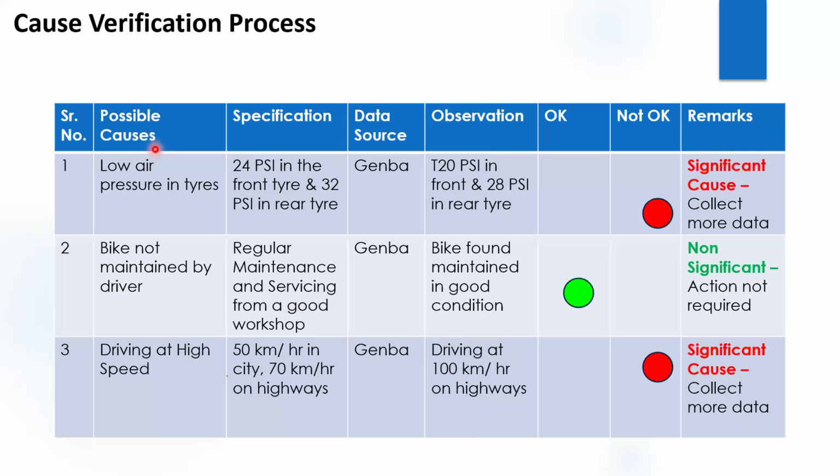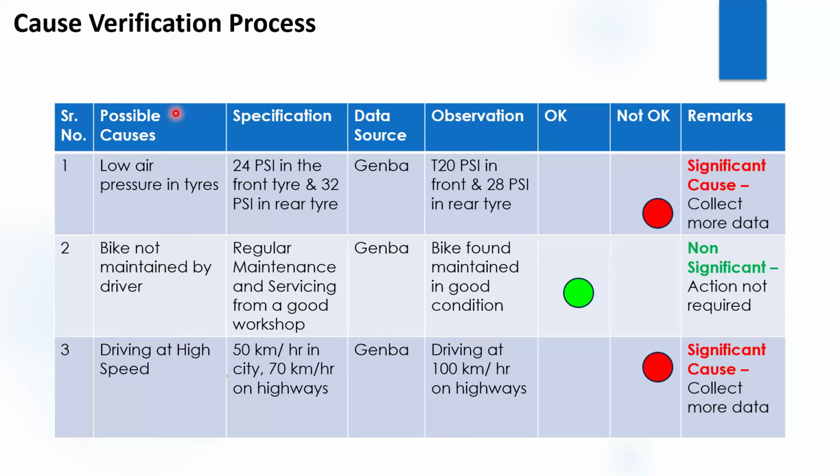Write down all the possible causes which you identified. So for example, I wrote down the 3 causes which I identified. You can write down all 28. So write down all the 28 causes one by one. So this is the first step. Write down all the possible causes. Make an Excel sheet. Write down all the possible causes. This is column number 1, serial number, column number 2, possible causes.